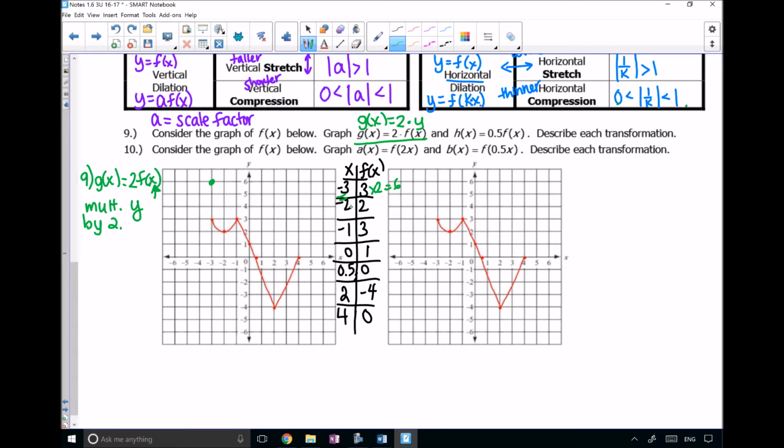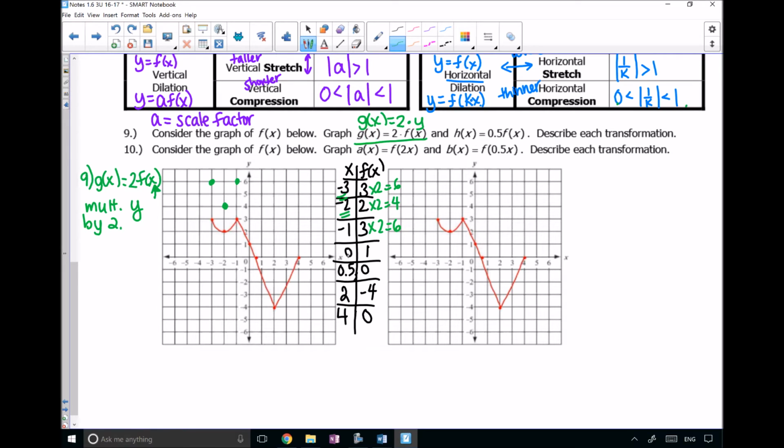Now the next one, the -2 stays the same, but I multiply my y value by 2, so I get 4. So I'd go to -2, 4, and that's where my point is right here. So if you notice, what's happening is it's staying in the same spot on my x, but my y values are getting twice as tall. And remember, if a is greater than 1, then it's getting taller. Okay? Next one, -1 stays the same because it's x, but y gets multiplied by 2. So I go to -1, 6, and that's where my coordinate's going to be right there.